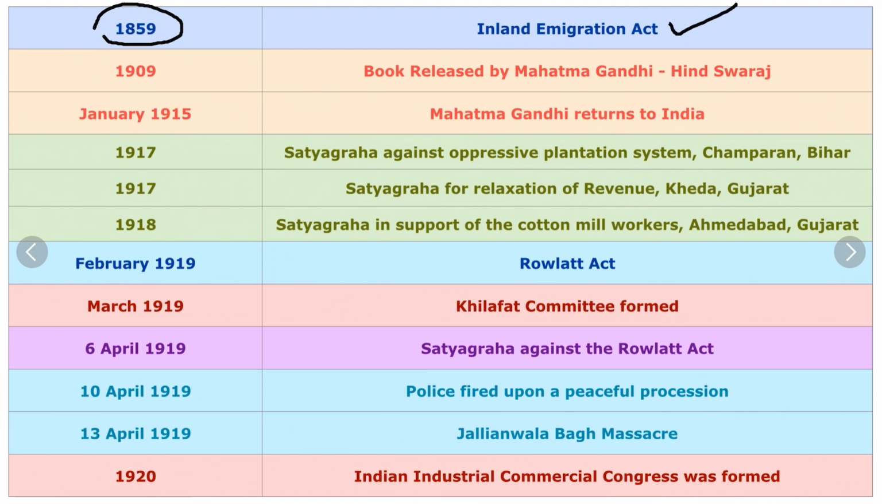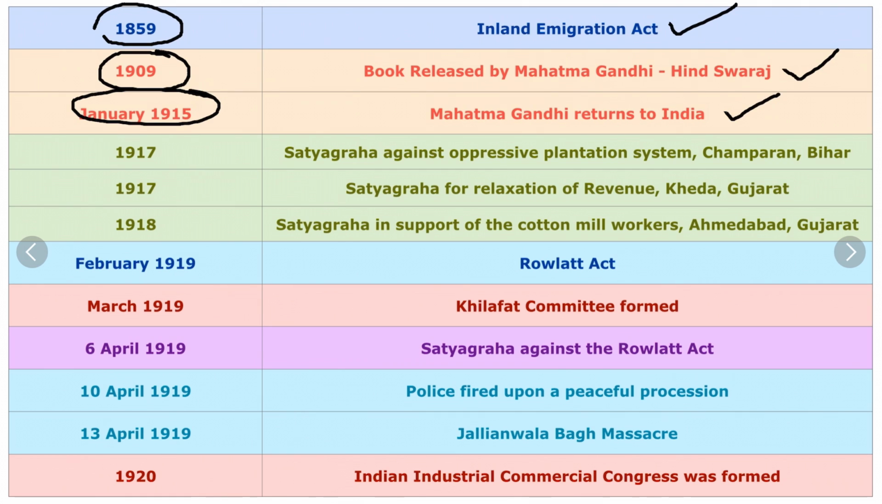Jump to 1909. Almost half a century later, a father of the nation, Mahatma Gandhi, released a book, Hind Swaraj, in which he stated that British rule in India was established and survived due to the cooperation of Indians. If Indians refused to cooperate, India would achieve its freedom or Swaraj. He returned from South Africa to India in January 1915.